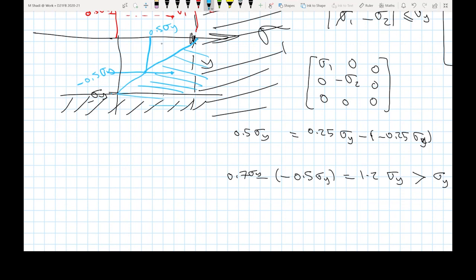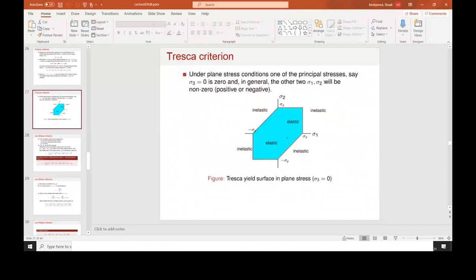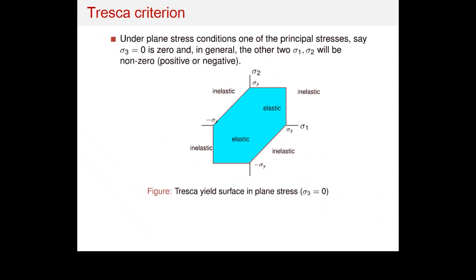Now, if you do the same thing for the remaining 2 quarters, this is what you get. If you look into this picture, this is sigma 2 and this is sigma 1. So this is the first quarter. This is the second, or this is the fourth quarter. This is the second quarter, and this is the third quarter. So you'll see that this is basically what the yield surface would look like.